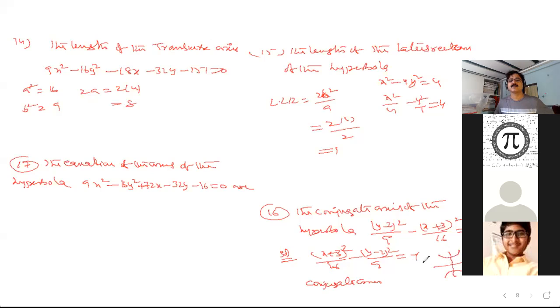Right? y equal to k. So y equal to k means y minus 2 equal to 0 directly. This is the conjugate axis. This is the transverse axis, x is equal to h. Check it out once.